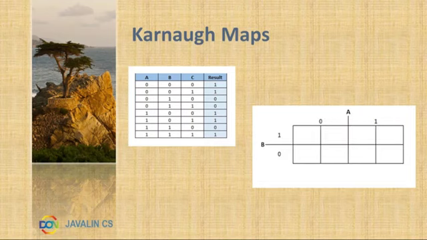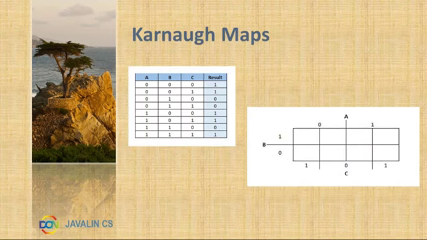Then we put our B variable down the left hand side, and once again we divide our grid, this time horizontally, so that the bottom half represents, in this case, not B, and the top represents B. And the third variable goes at the bottom. And once again, we divide the grid up into not C and C, but you'll notice we do it a little bit differently. The grid is still half not C and half C, but we've divided it up so that the outside columns are C and the central two columns are not C.